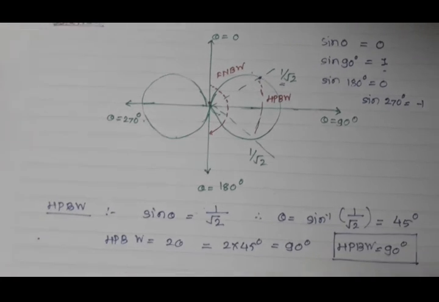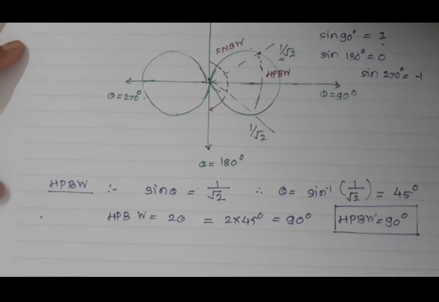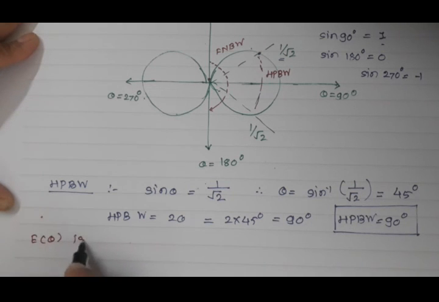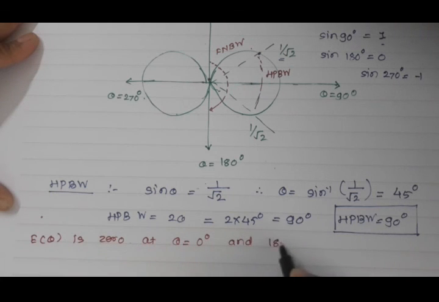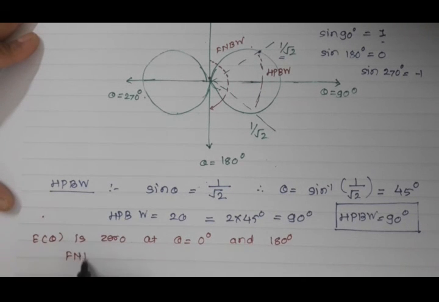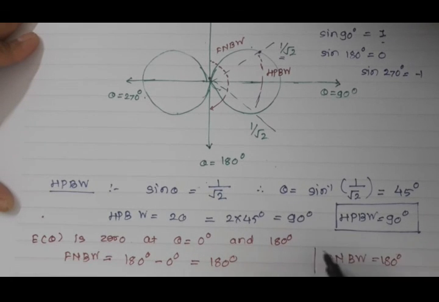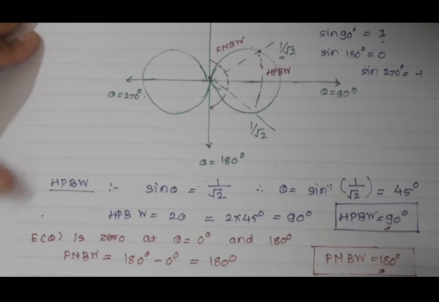The second one is the first null beam width. We know that the electric field E theta is 0 at theta equal to 0 degrees and 180 degrees. So the first null beam width is equal to 180 degrees minus 0 degrees, which is 180 degrees. So this is all about this antenna: the half power beam width is 90 degrees, and the first null beam width is 180 degrees. So we'll stop here. Thank you.